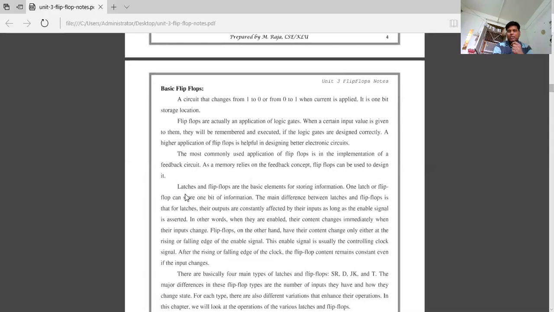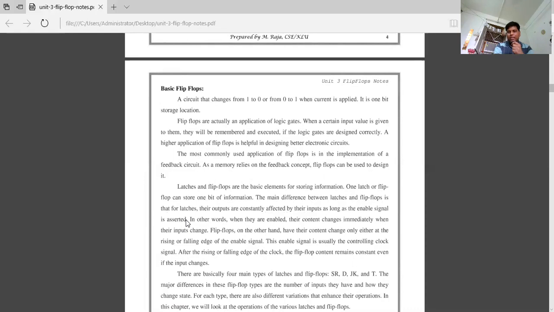And the latches: latches and flip-flops are both the same, but there are some differences. The main difference between latches and flip-flops is that in a latch, the outputs are constantly affected by their inputs as long as the enable signal is asserted.